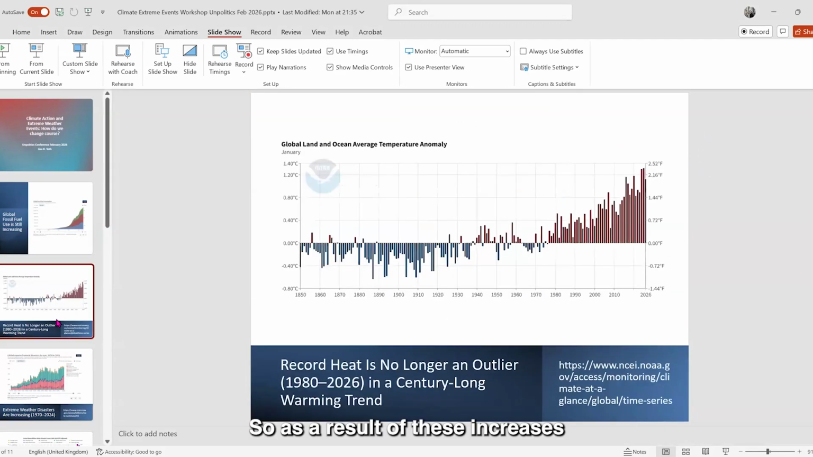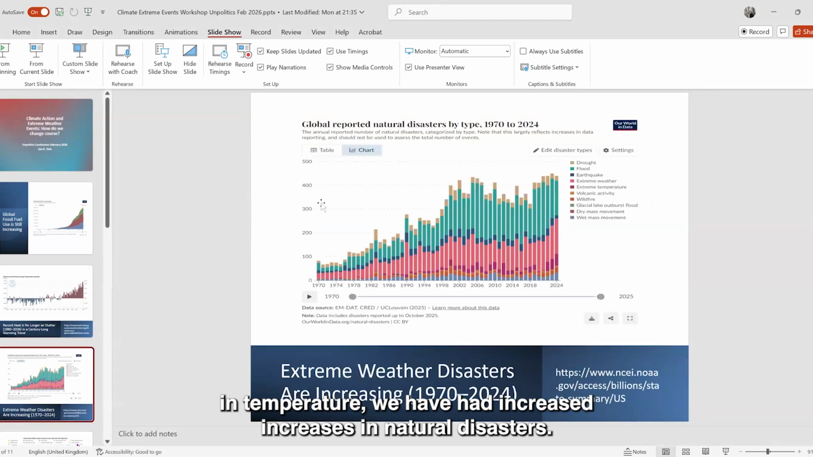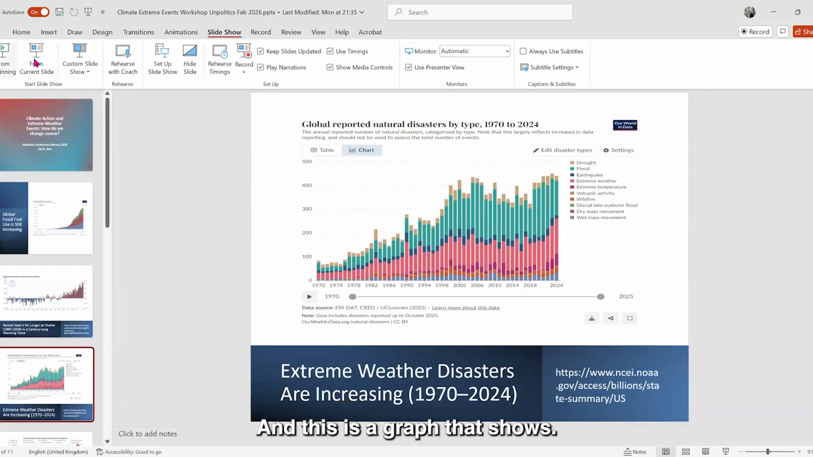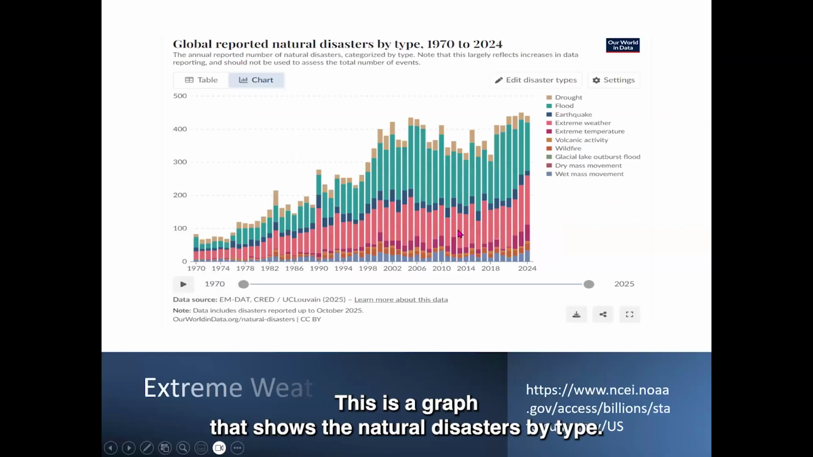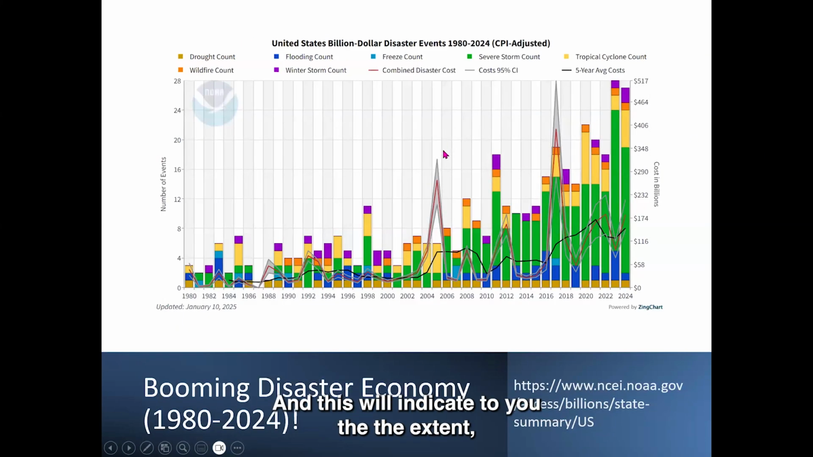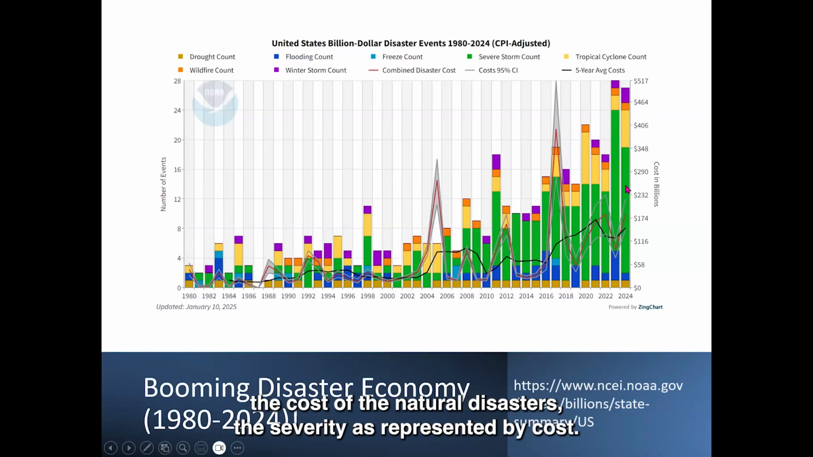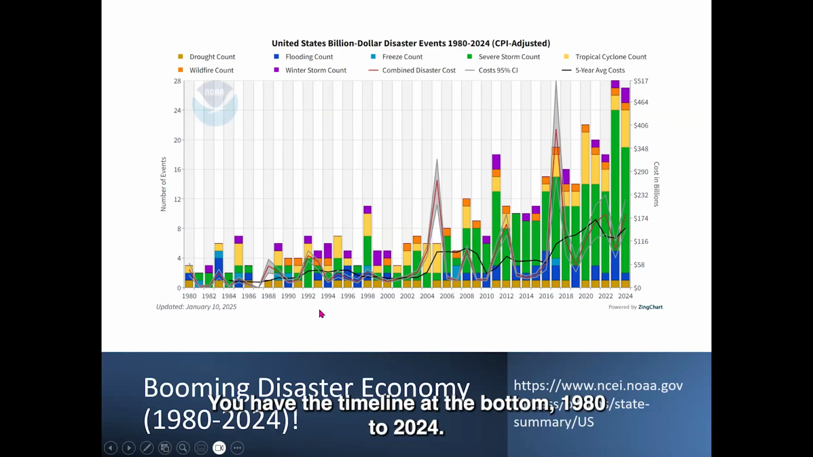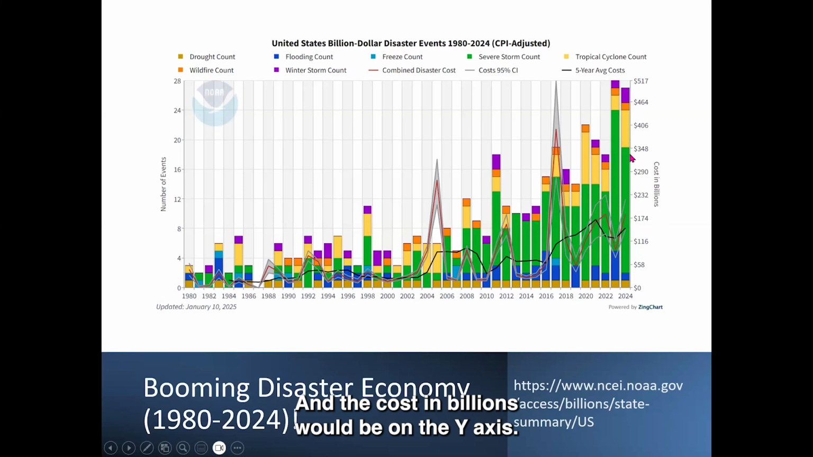As a result of these increases in temperature, we have had increases in natural disasters. And this is a graph that shows the natural disasters by type. And you can see that they've been going up without pause. And this will indicate to you the extent, the cost of the natural disasters, the severity as represented by cost. You have the timeline at the bottom, 1980 to 2024, and the cost in billions with a B on the y-axis. And you can see in the last two data periods, the cost has been on the order of 500 billion with a B per year.